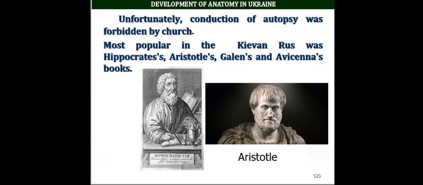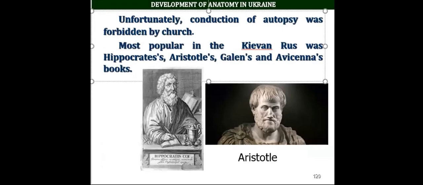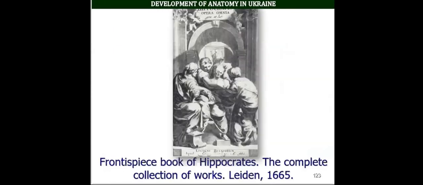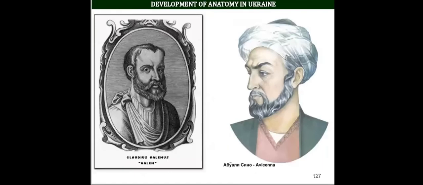The most popular books in Kievan Rus were those of Hippocrates, Aristotle, Galen, and Avicenna. You know Hippocrates, Aristotle, William Harvey, Abu Ali ibn Sina, or Avicenna, and Galen. Galen's anatomy was present in the old world for more than 13 centuries, and some mistakes were present because he used autopsy of animals and described the same structures in animals as in humans.